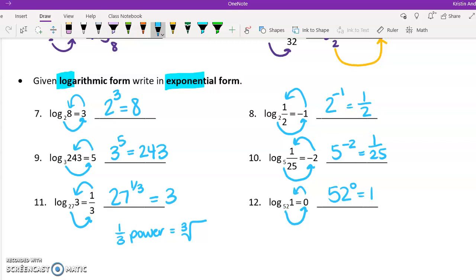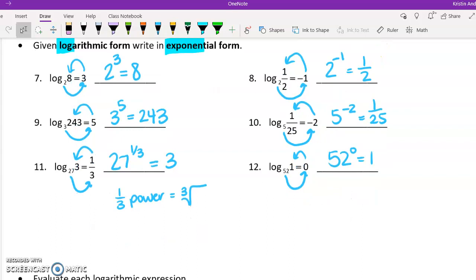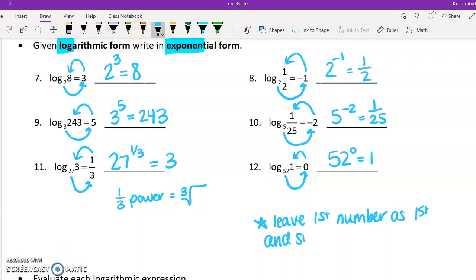So those are now all in exponential form. Do they all have an exponent? Yes. And we can check them with our arrows to make sure that they're all in the right order. So basically what happens is you leave the first number the same and then the last two switch places. Leave the first number as first and swap the second and third.